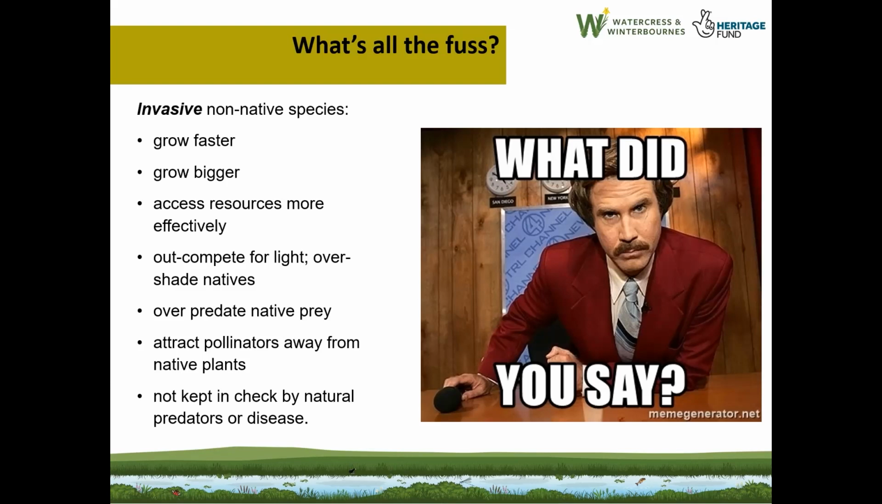They will also, in terms of animals, they might overpredate native animals, which happens with, for example, American mink and waterfowl. There are some people who are worried that some of the invasive non-native plants might overly attract pollinating insects away from native plants.